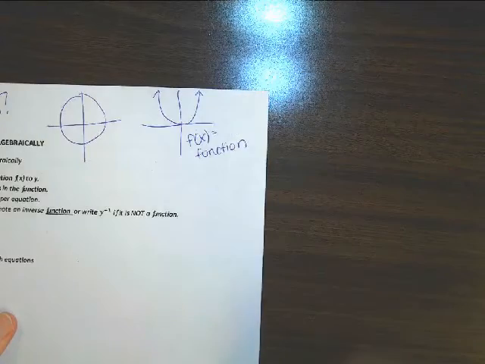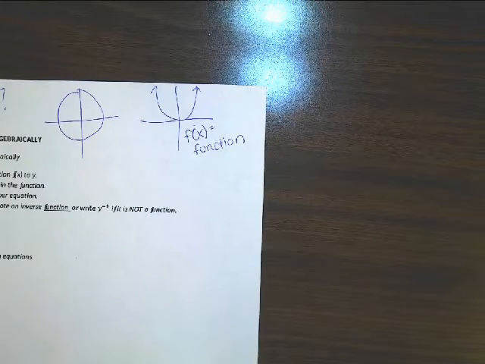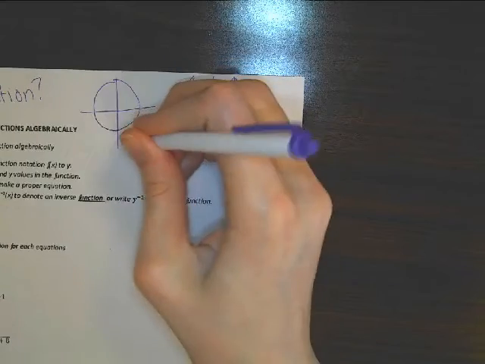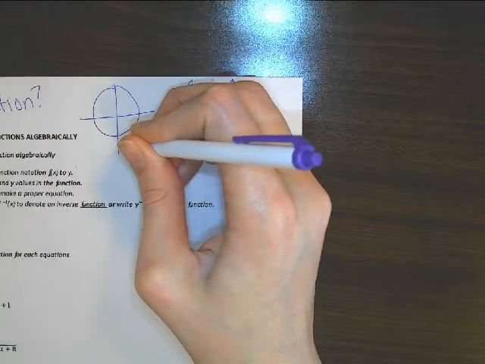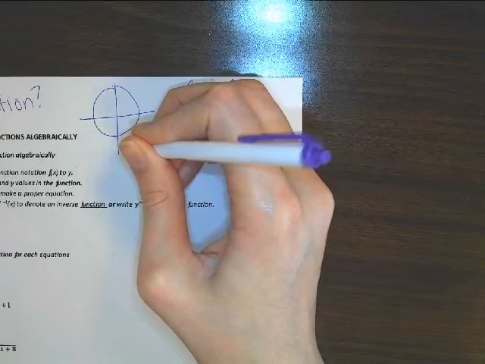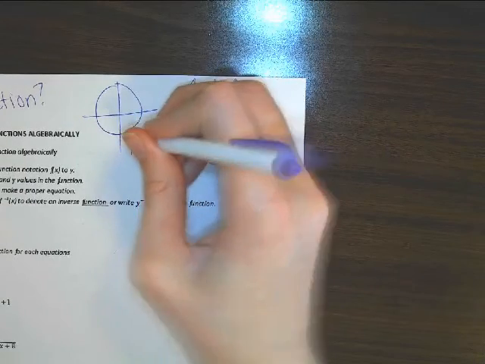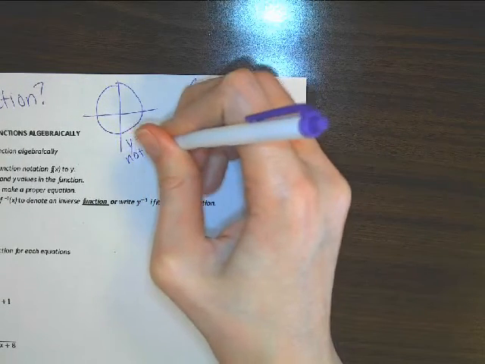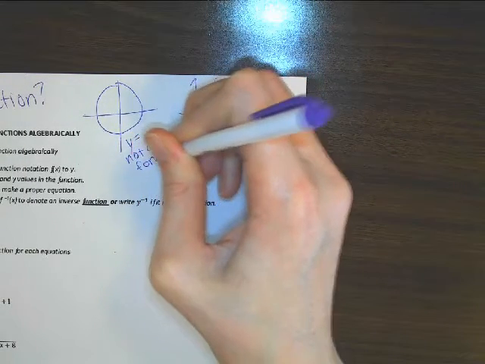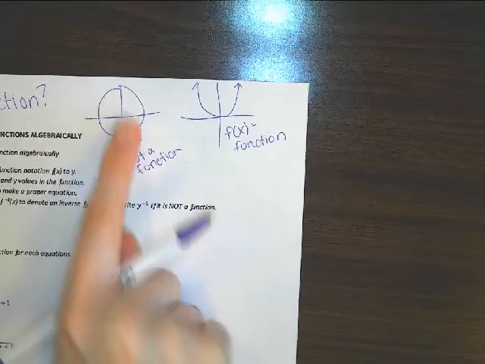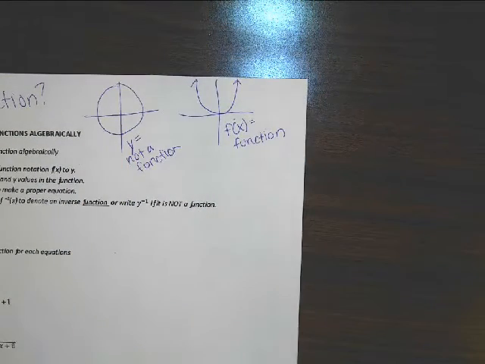F of x is still the same thing as saying it's your output. It's my y value. Over here, I wouldn't put f of x because it is not a function. So you don't call it a function. Instead, you just say y equals. Meaning, yes, you get outputs, but it won't be a function. It would be just something like that, where you could get more than one output.